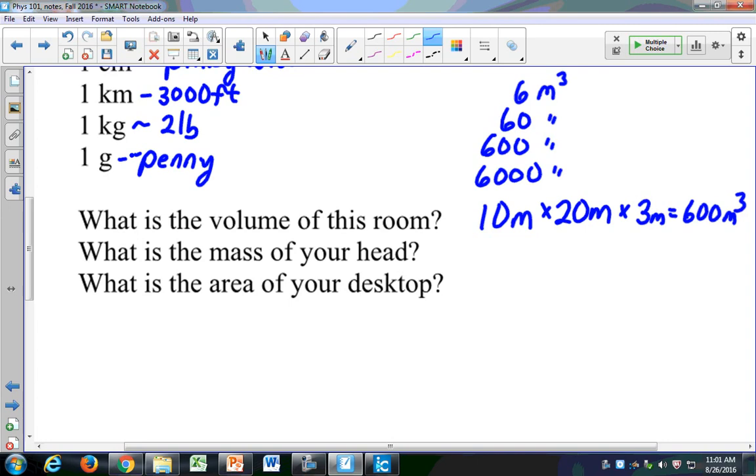What's a typical person? The mass of a typical person in kilograms. Is it 7 kilograms, 70 kilograms, 700 kilograms, or 7,000 kilograms? 70 kilograms. That's a typical person. That's about 160, 170 pounds. Okay.